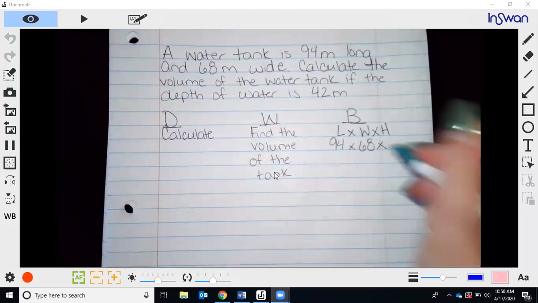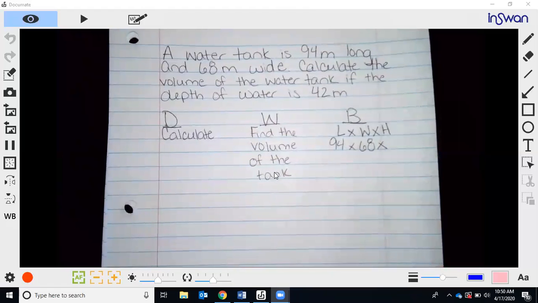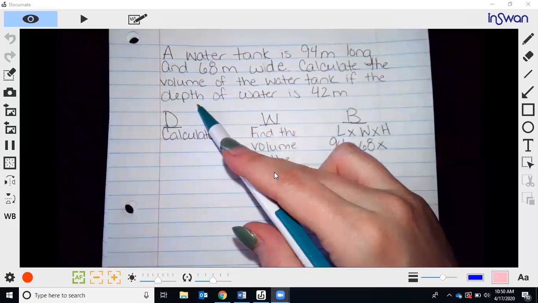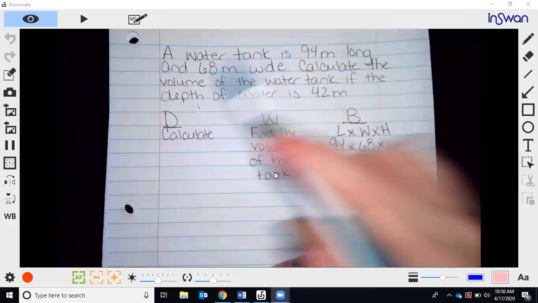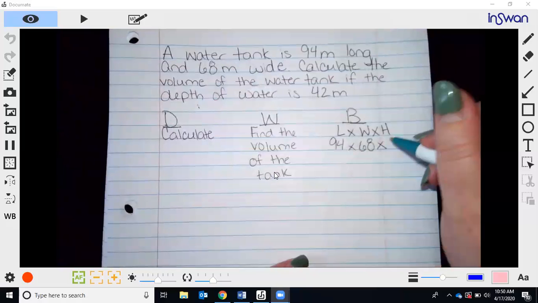So look at that problem again and tell me which word you think tells us what the number is for height? You should have chosen depth. That's going to tell us how tall or how much can fit into something. So depth is also another word for height. And when I look here, that depth or height is 42 meters.